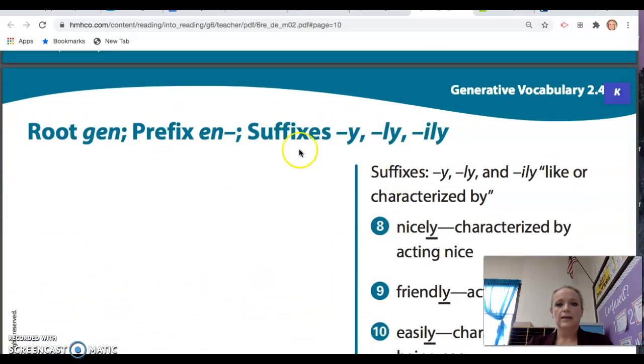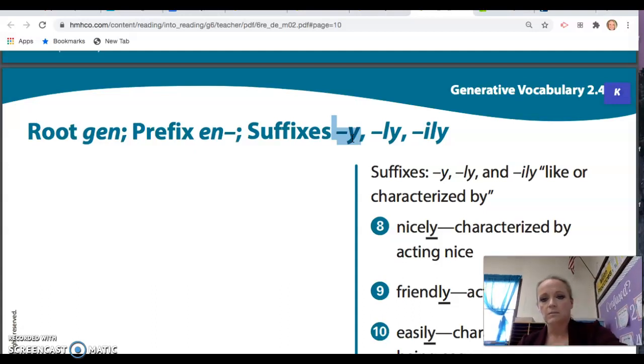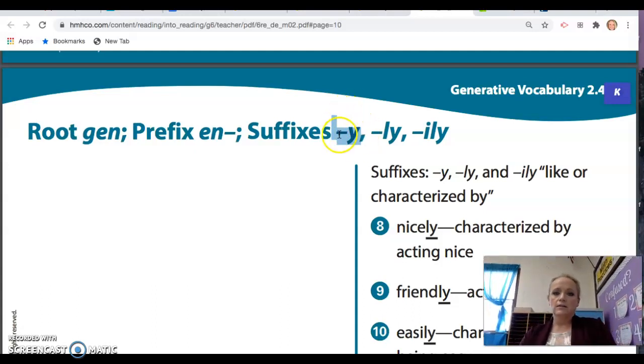And finally, your last section of word parts are the suffixes y, ly, and ily. We usually add y to a noun, like storm. If you add y to it, then it becomes an adjective. It's not a storm anymore. It's describing something as being stormy. The same for cloud. If you add y, it becomes cloudy. If you have a mess and you add y, it becomes messy. So it turns a noun into an adjective.